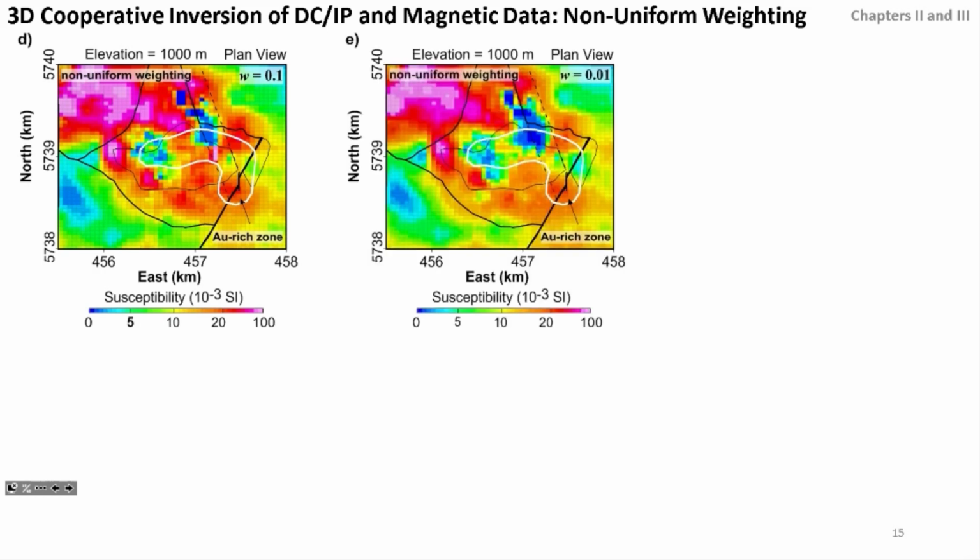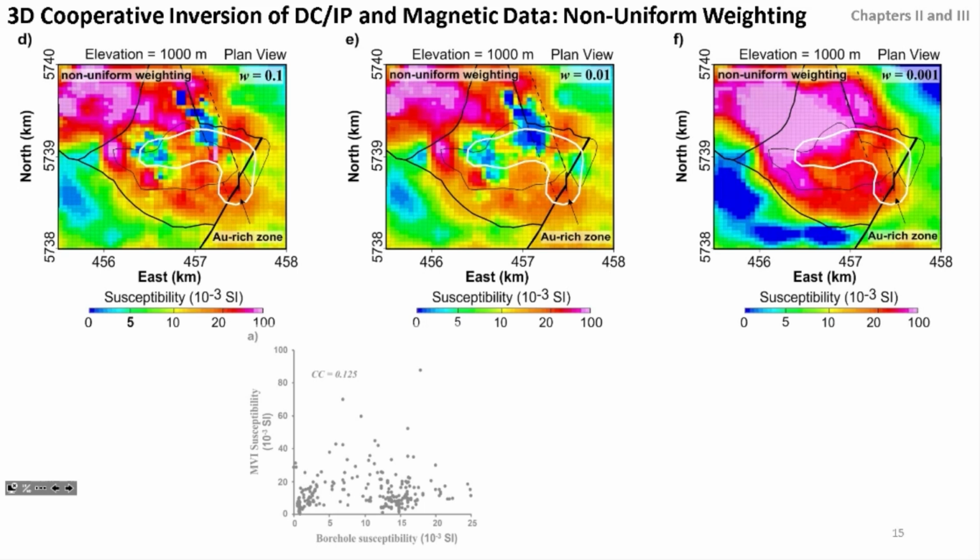The non-uniform inversion results are presented here. As can be seen, this global weighting W equal to 0.01 in the middle produces a more realistic susceptibility model that maps both high susceptibilities of mafic volcanic rocks and also dioritic intrusions, as well as low susceptibilities of felsic volcanic rocks and porphyritic intrusions.